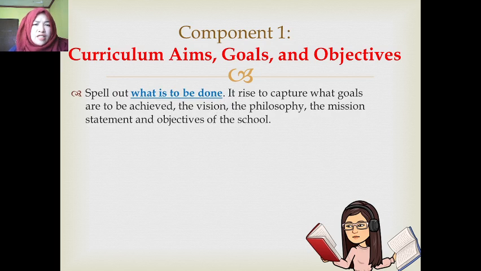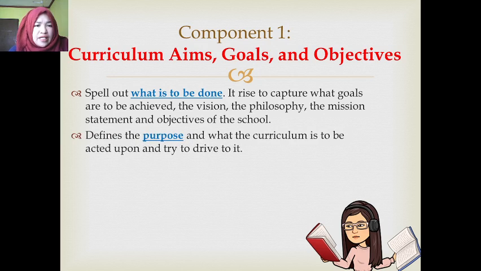Okay, so the curriculum aims, goals, and objectives refer to or spell out what is to be done. So it tries to capture what goals are to be achieved, the vision, the philosophy, and the mission statement and objectives of the school. So also it clearly defines the purpose and what the curriculum is to be acted upon and try to drive to it.